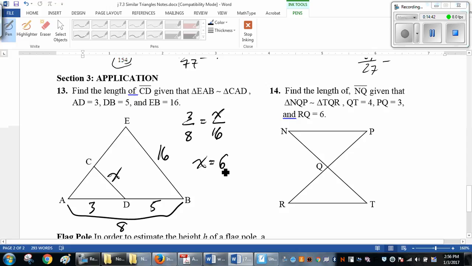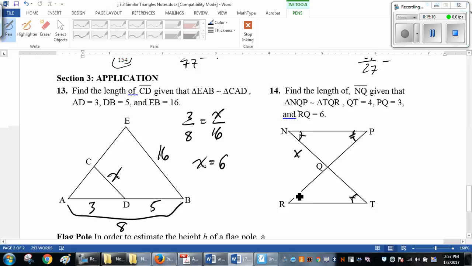All right. Number 14, find the length of NQ. Okay, so now we want NQ. Let's put our X there so we keep track of what we want. Given that triangle NQP is similar to TQR. Now, check it out, guys. NQP, that goes with TQR. So that means these two angles are congruent. Okay, so keep track of that when we do our corresponding sides.